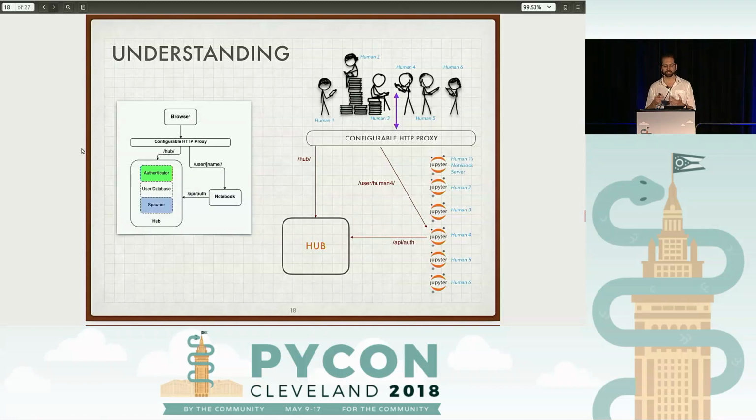So I've got many users, they look at their laptops, they go through an HTTP proxy, they talk to the hub, which spins up a Jupyter notebook server on Kubernetes and gives them access to that server.